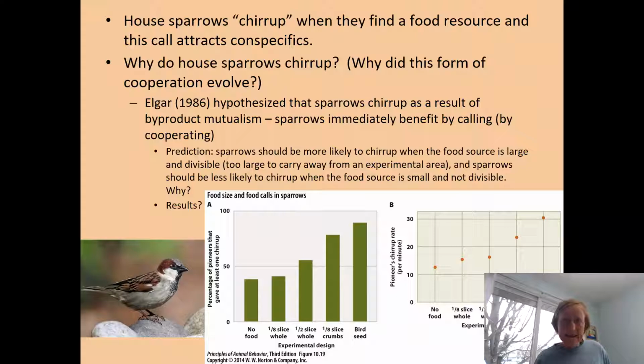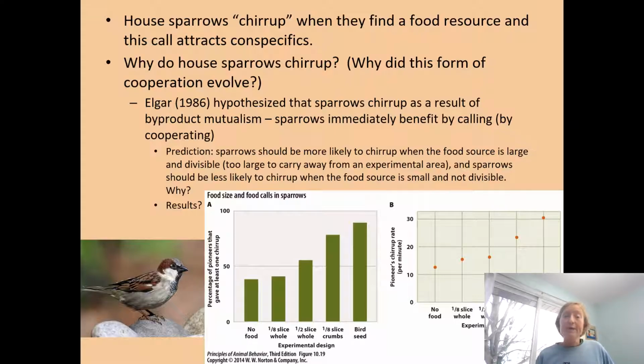This researcher in the 1980s hypothesized that sparrows are chirruping as a result of byproduct mutualism. They both benefit by calling. Well, why do they benefit? Well, it seems to be an anti-predator behavior. So if you find a food source and you're going to be eating for a while, it's better to have others around you because they will be able to alert you of potential predators in the area, and that's a good thing. And that will prevent all of you from being eaten by a potential predator while you're out foraging.